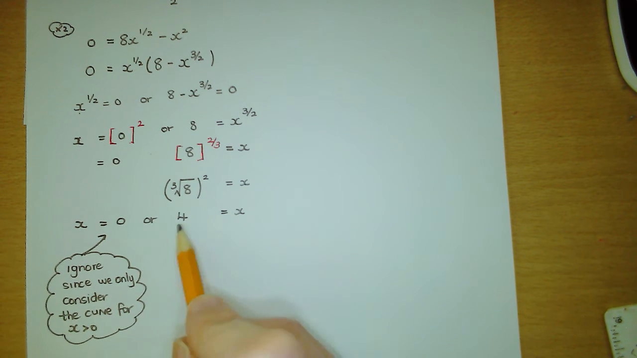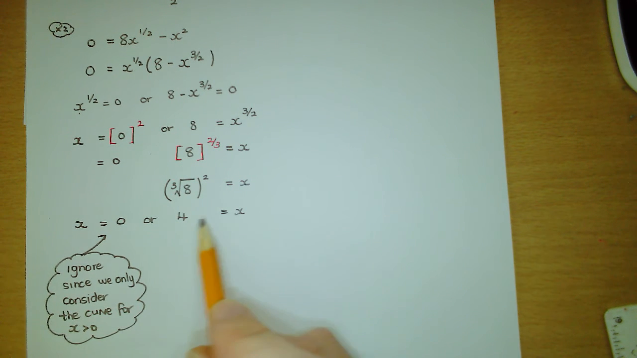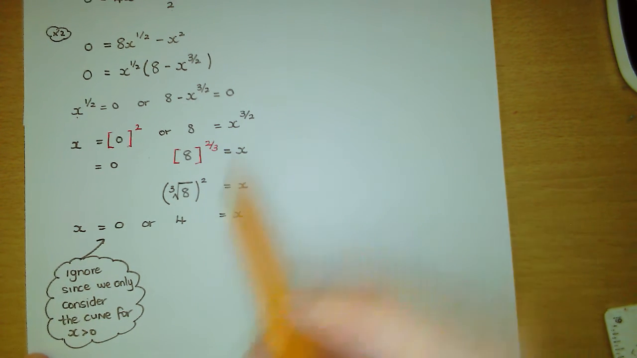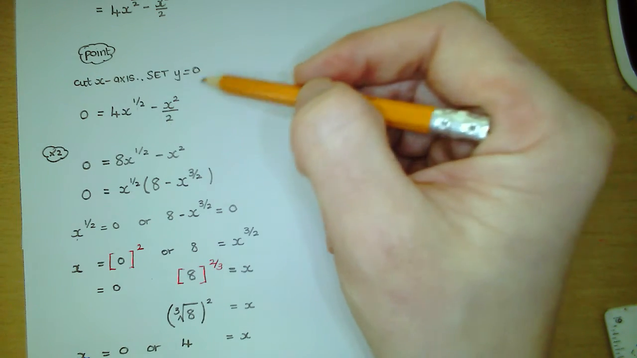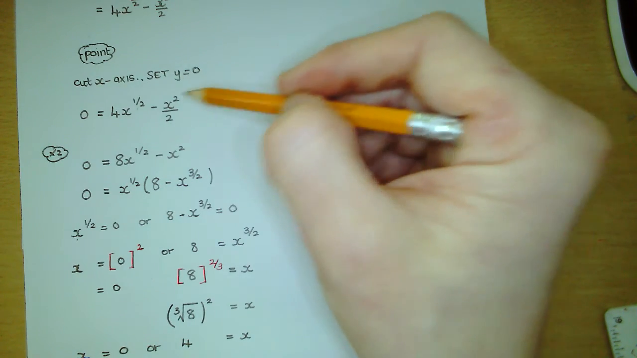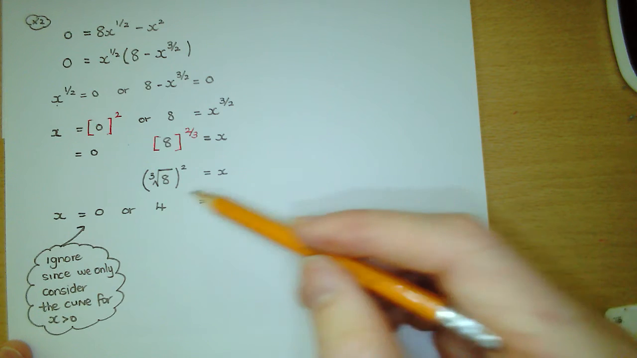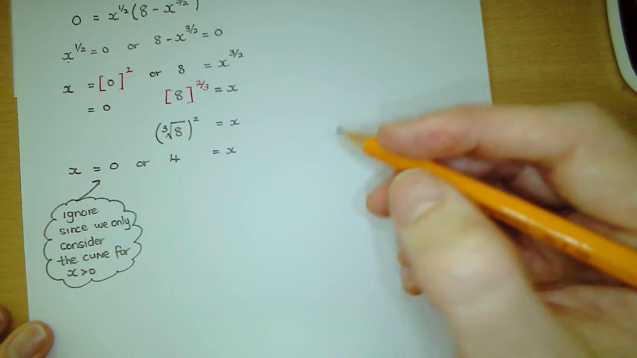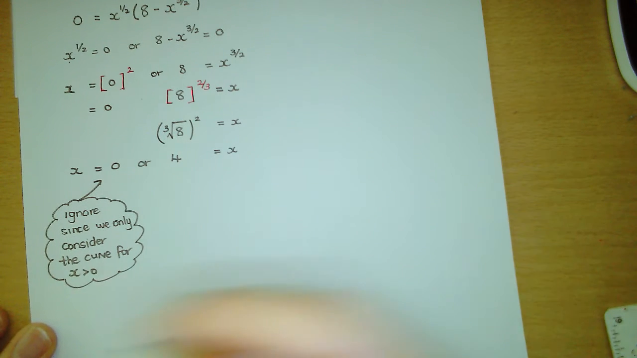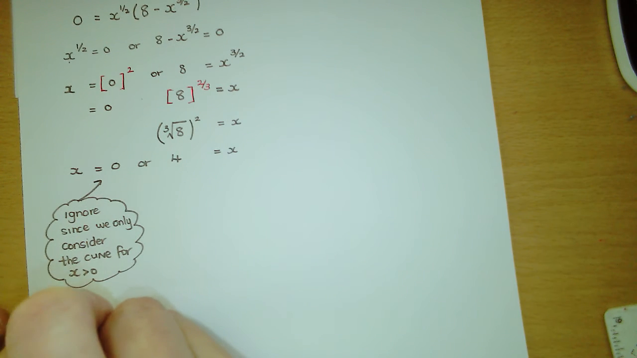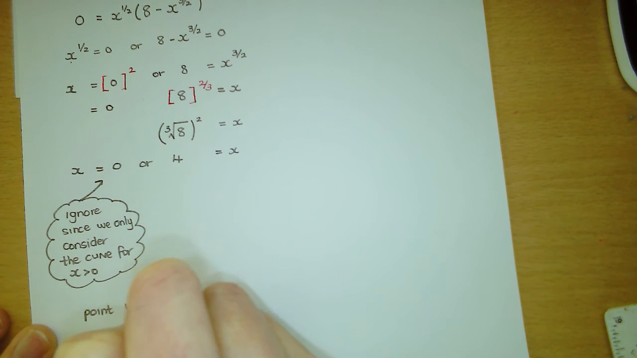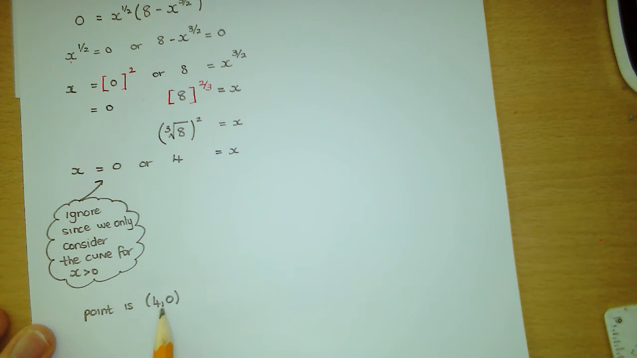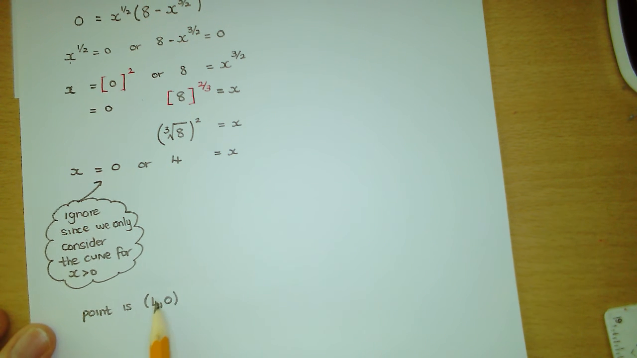Okay, so this is the x coordinate of the point, and the y coordinate of the point is just going to be 0, because the point is where the curve cuts the x-axis. So it cuts the x-axis where y is 0, and it cuts the x-axis at 4. So the point is 4, 0. So this is the point we want to get the equation of the normal at.